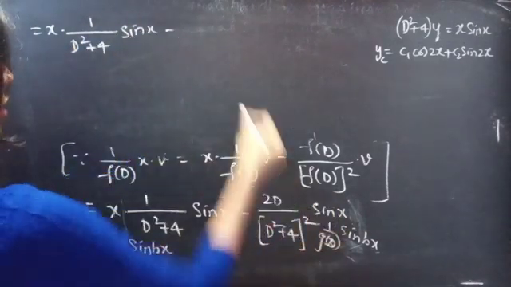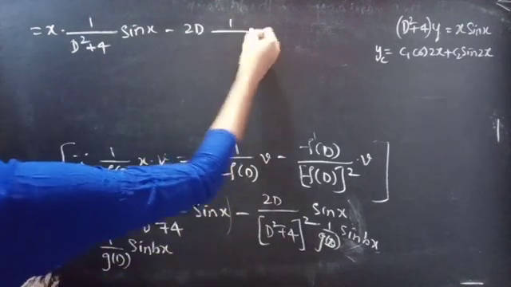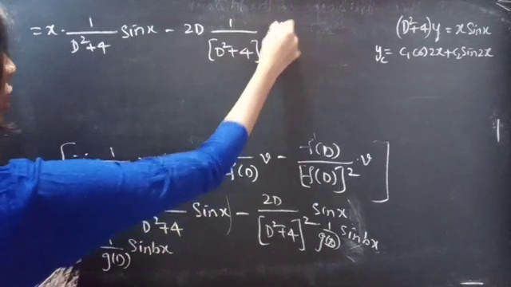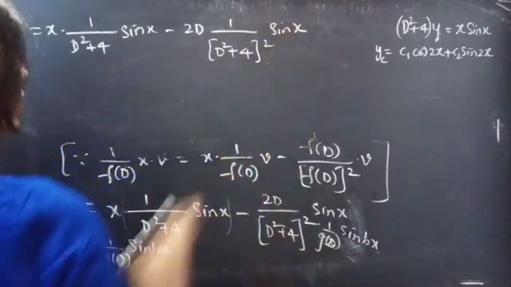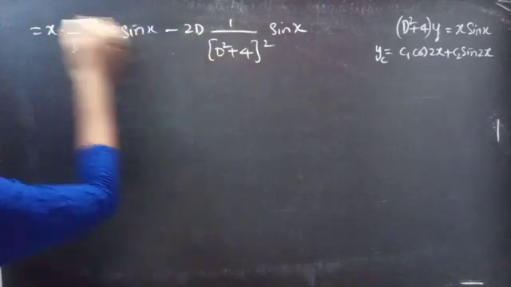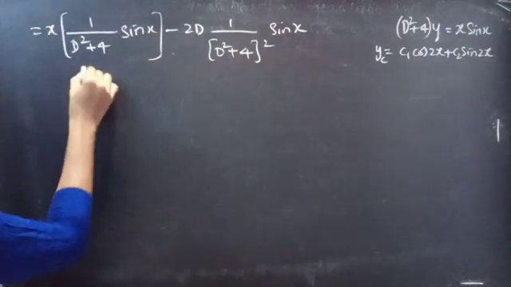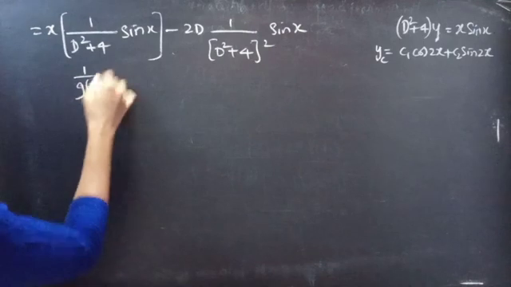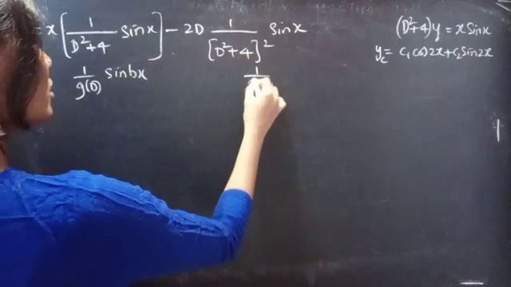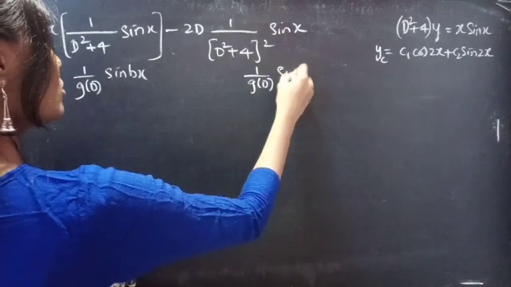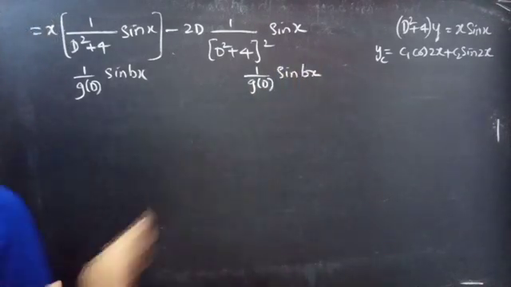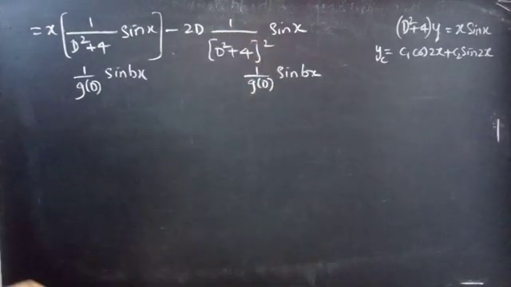And I'll write this as 2d into 1 by d square plus 4 whole square into sin x. This is of 1 by function of d into sin bx form, right? And here also we are going to use 1 by some function of d into sin bx form. Just forget about this square. We'll see that later.